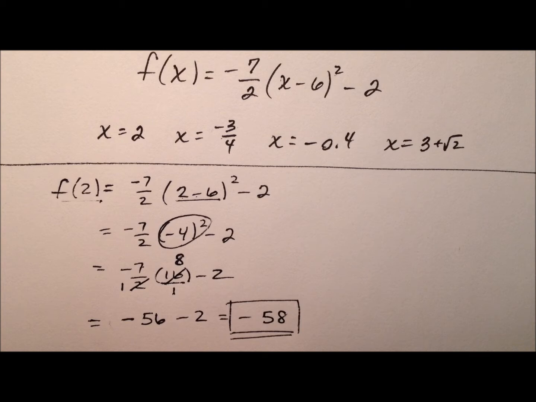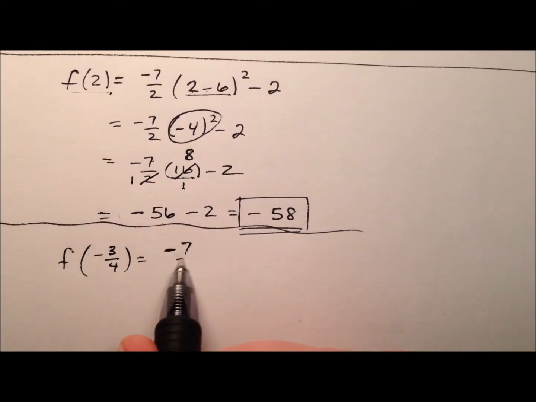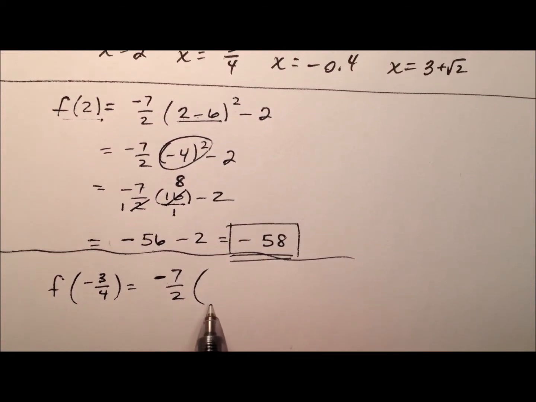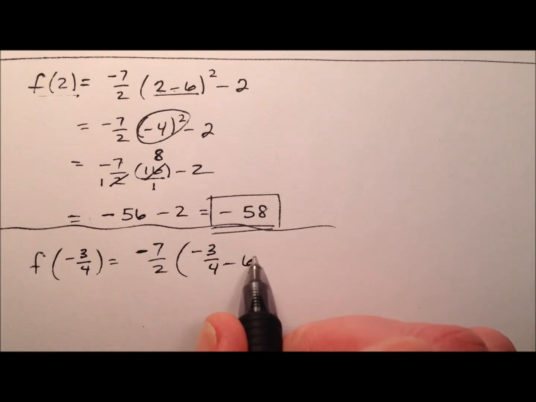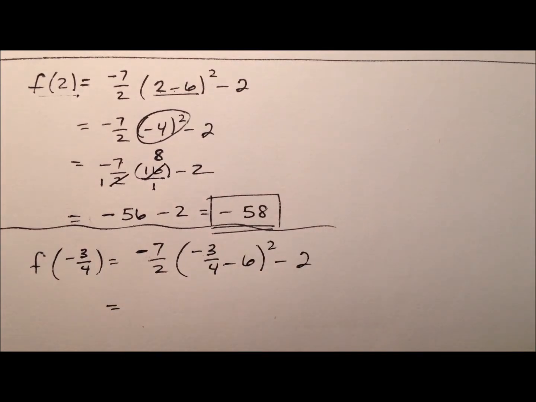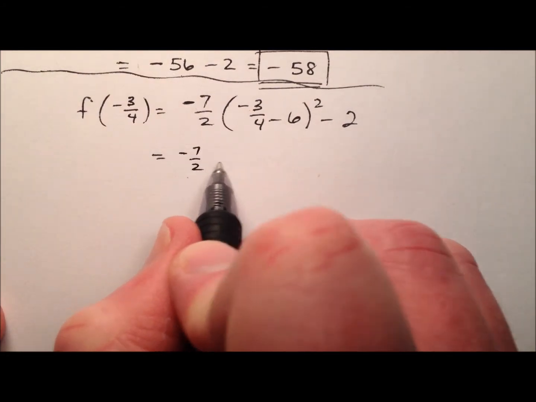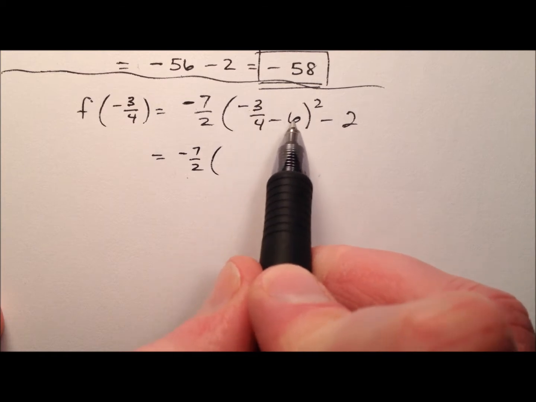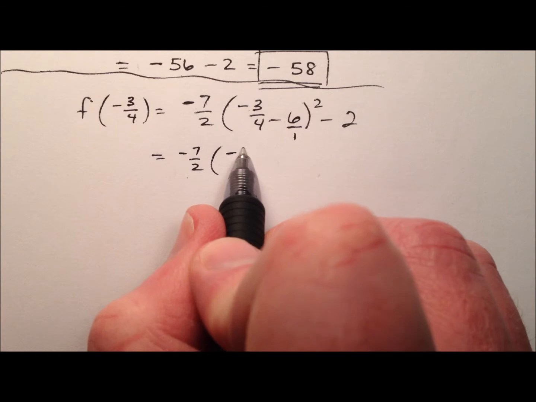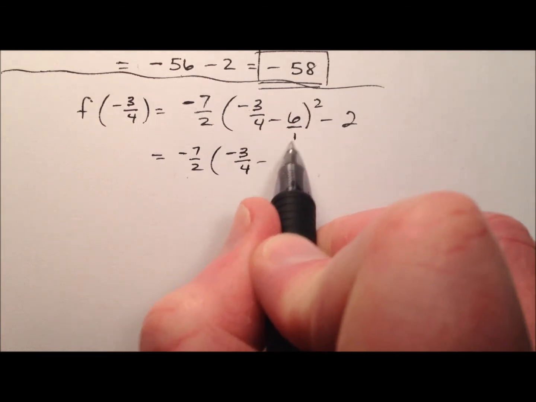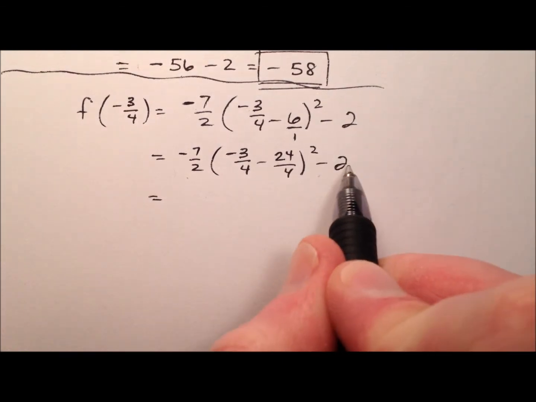Negative 3/4 is what we're going to plug in. And so let's go ahead and see what that looks like. Negative 7 halves times, and so it's x minus 6, so it'll be negative 3/4 minus 6 quantity squared minus 2. And so let's go ahead and move up now that we've written that. So we have the negative 7 halves out front and negative 3/4 minus 6. We could put that 6 over 1 and then get common denominators. And so it'll be minus 3/4 minus, let's see, a 24 over 4. That quantity is squared minus 2.